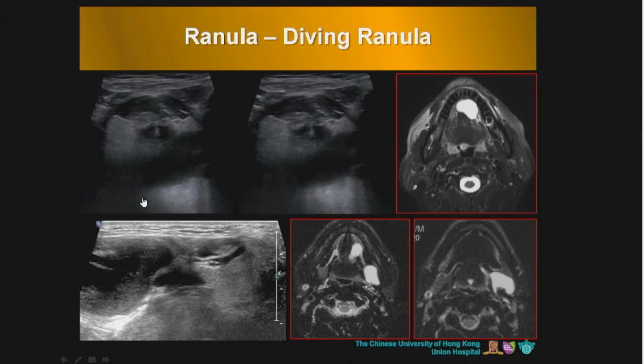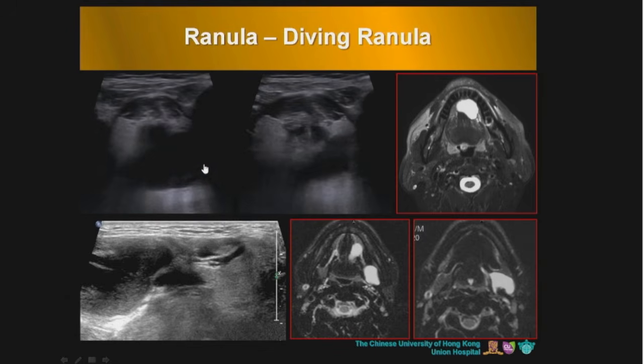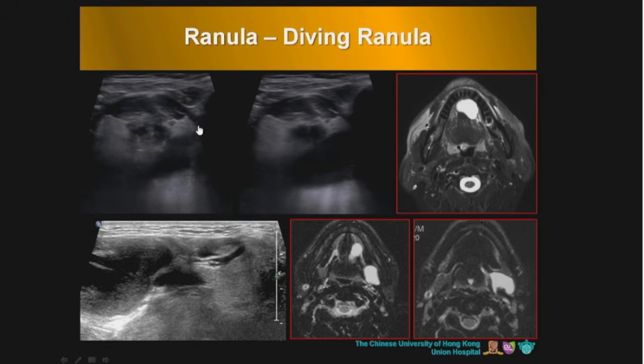So here we are. There is a cystic structure over here. There is the mylohyoid muscle there, sublingual gland. And there is a cyst over there. It is located a little far away, so I can't see it very well. But it does not cross the mylohyoid. It stays inside the mylohyoid. So I know that this is going to be a simple ranula, simply because it is restricted in the sublingual space.